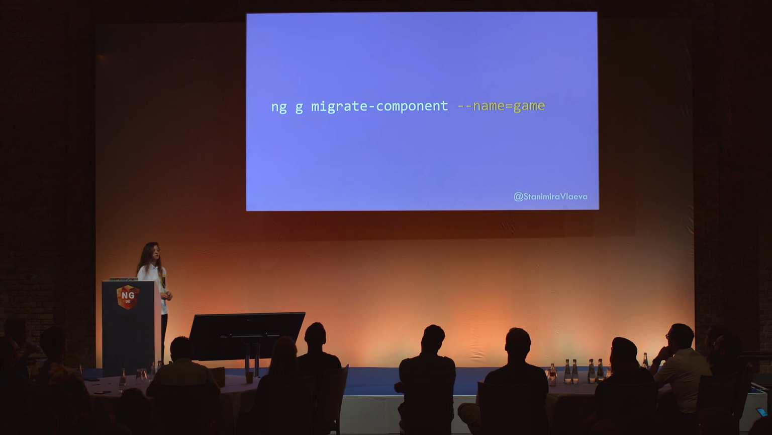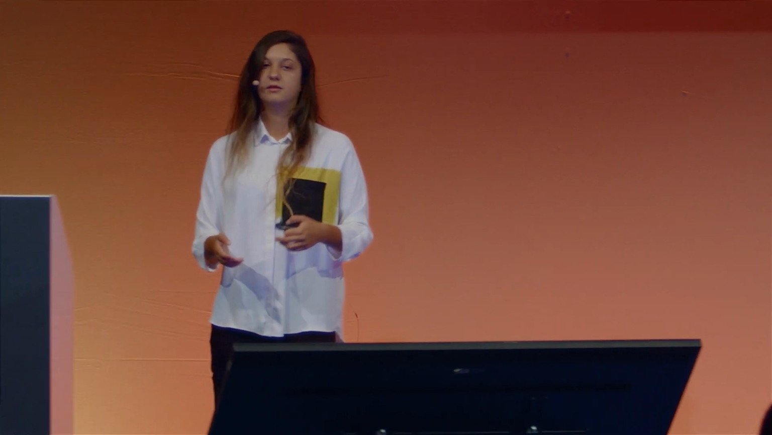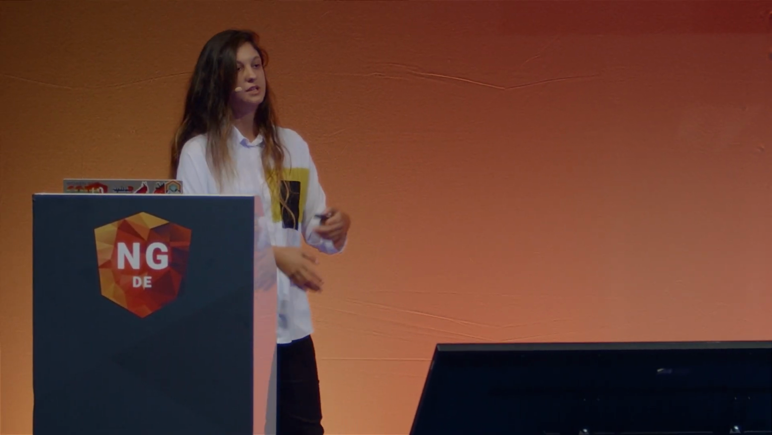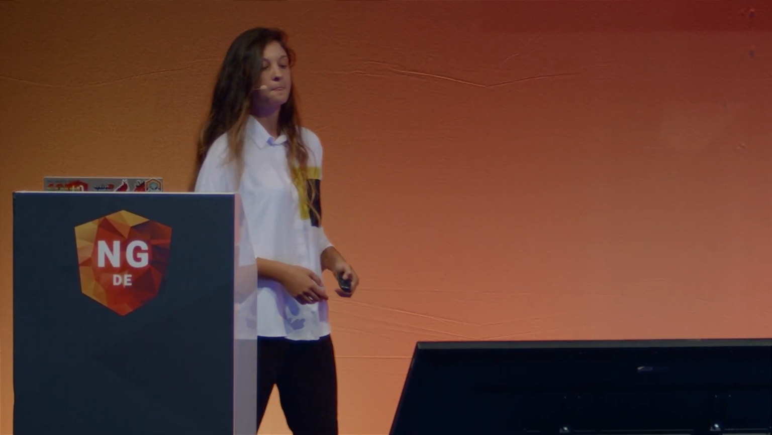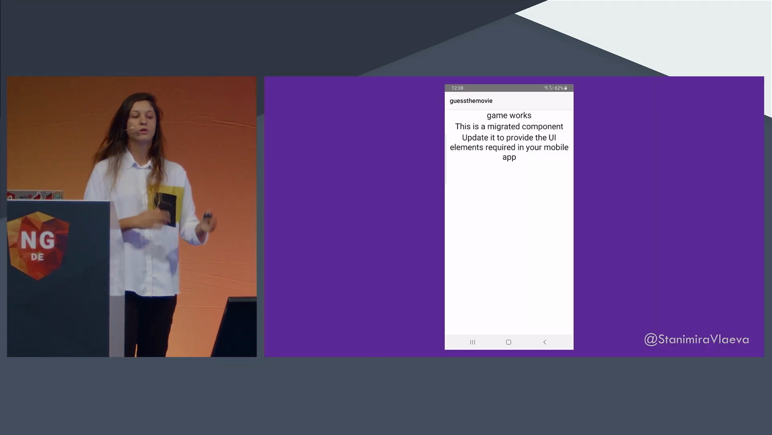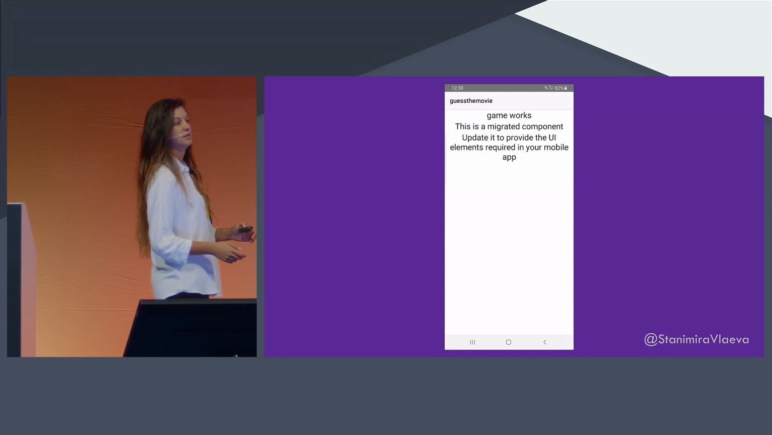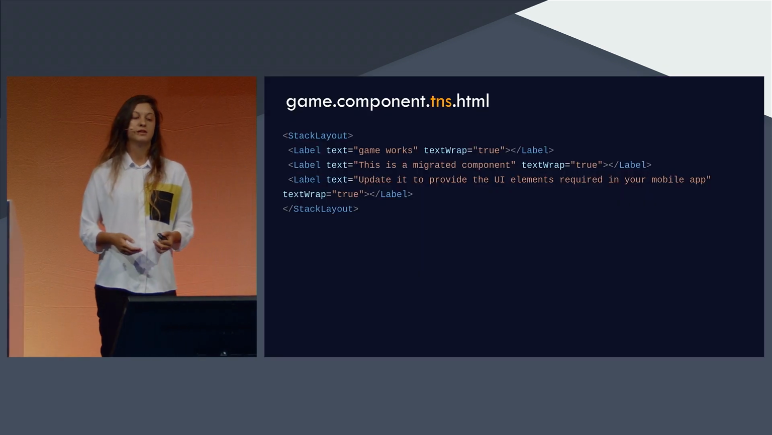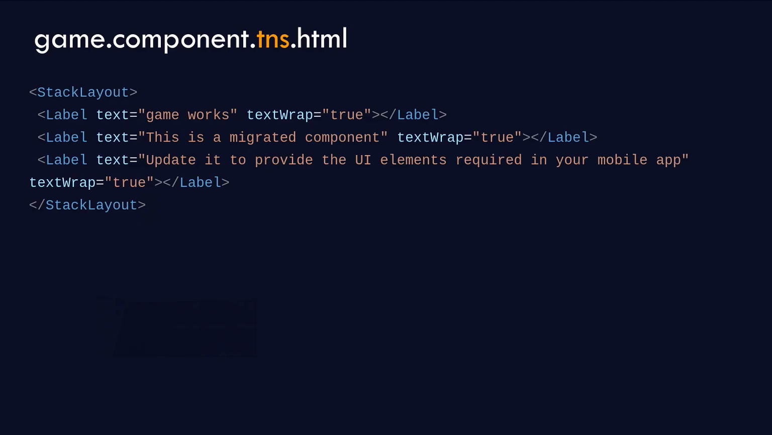So in order to make the migration of the component easier, we can use the ng generate migrate-component schematic that comes from the NativeScript schematics package and provide the name of the component. This is going to generate the HTML file for NativeScript, the HTML markup, and also it's going to declare the component inside the NativeScript-specific ng module. And this is how the screen is going to look like. Game works, something is auto-generated, and so on. So we have to actually manually migrate this component. This is how it looks right now.